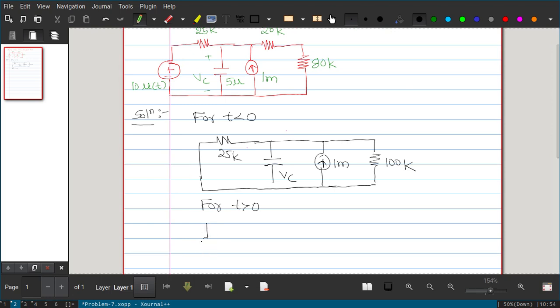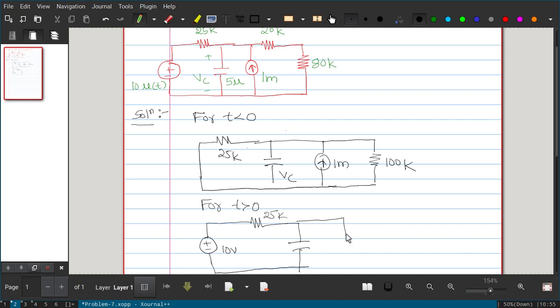For t greater than 0, the 10 volt source comes into the picture now. You have the 10 volt source, a 25k resistor, the capacitor, the current source, and the 100k. And this capacitance is 5 microfarad. So this is t greater than 0. We have drawn two circuits now.